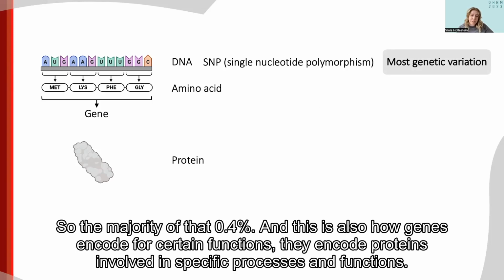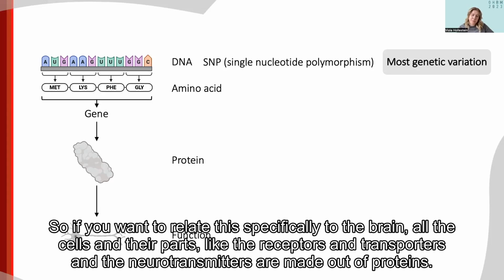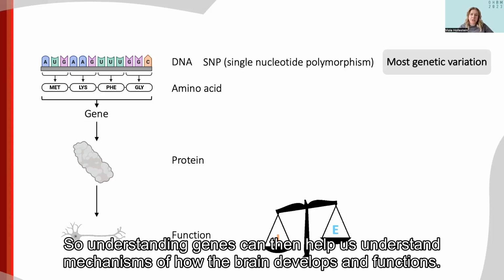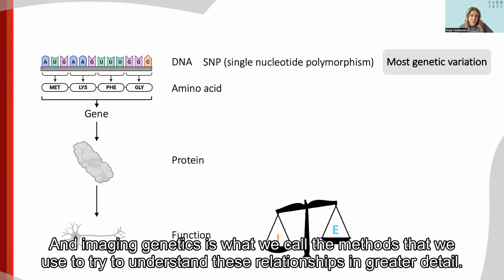And this is also how genes encode for certain functions. They encode proteins involved in specific processes and functions. So if we want to relate this specifically to the brain, all the cells and their parts, like the receptors and transporters and the neurotransmitters, are made out of proteins. This means that genes encode for proteins involved in excitatory and inhibitory neurotransmission. So understanding genes can then help us understand mechanisms of how the brain develops and functions. And imaging genetics is what we call the methods that we use to try to understand these relationships in greater detail.